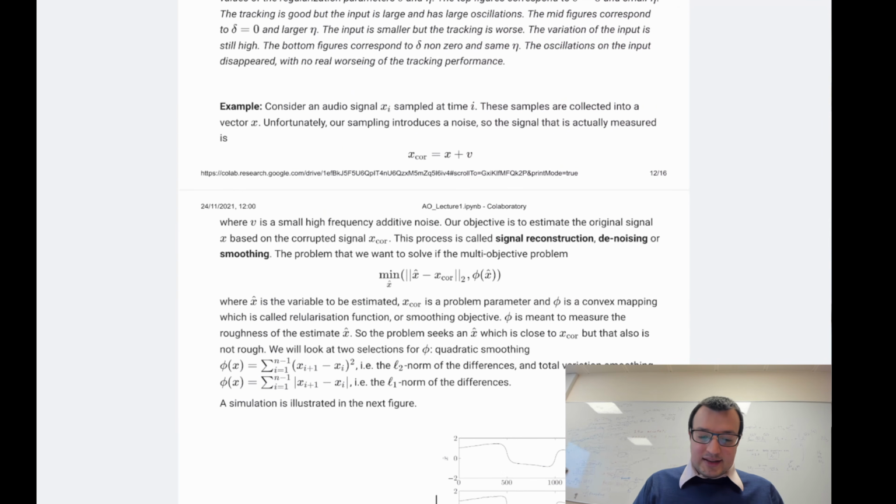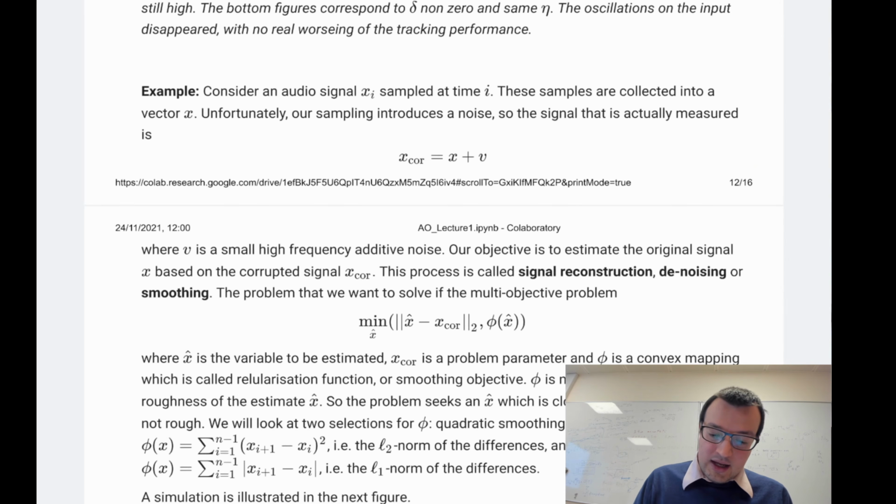Let's look at a different example. In this example, we have an audio signal x_i, which is sampled at time i. But unfortunately, when we sample this signal, we introduce a certain error. So what we actually measure is this x_corrupted, which is the sampled signal with some small noise v. This noise is small in amplitude, but is high frequency. So it's an additive high frequency noise.